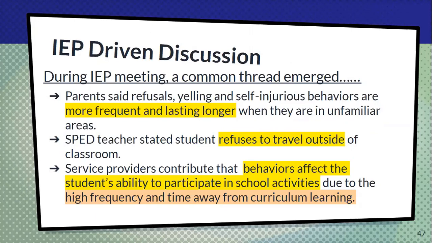So imagine, which I'm sure you can do in those IEP meetings, that you are sitting there and a discussion occurs. There's a common thread that seems to emerge. The parents say that their child is refusing and yells and injures themselves when they're in unfamiliar areas. And then other school team members agree they're seeing these same behaviors quite frequently, and that the behaviors have an effect on the student being able to access and participate in their learning.